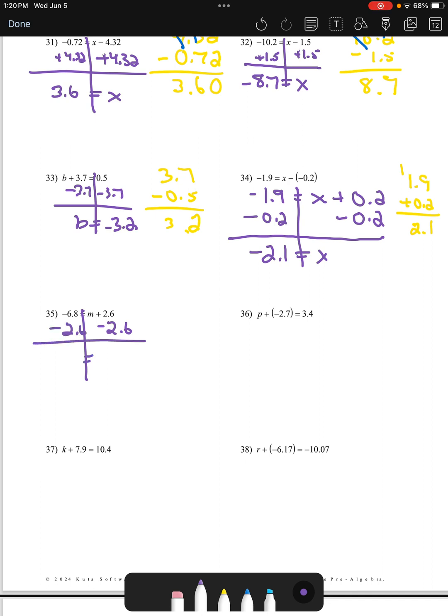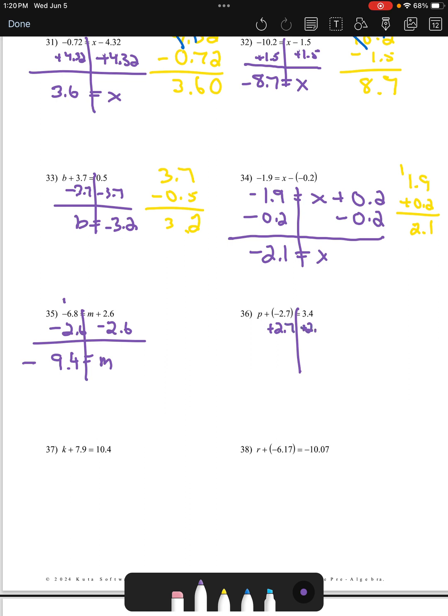We're going to subtract 2.6 from each side. Because both are negative on this left-hand side, I know it's a negative answer, and I'm really just adding those numbers. So 8 plus 6 is 14, carry a 1. 1 plus 6 is 7, plus 2 is 9. Decimal point straight down in between.